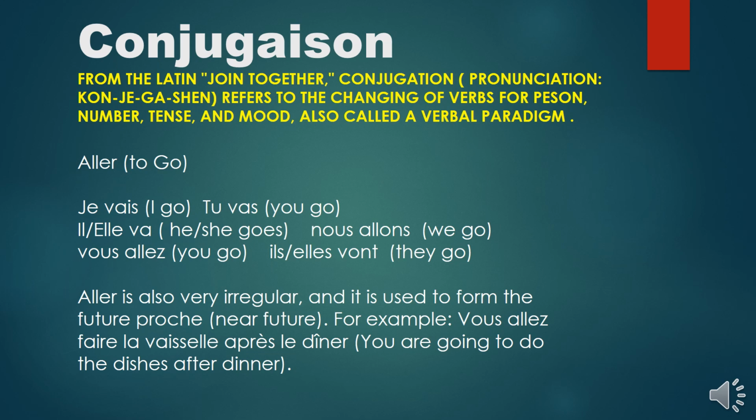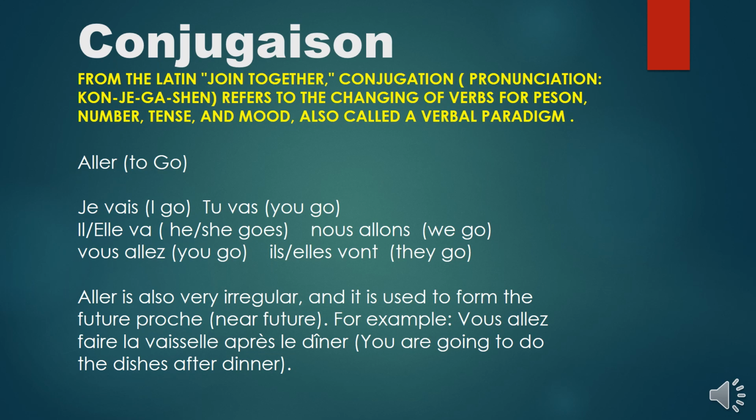Now, like I said, this verb, aller, is a very irregular verb. It is the only irregular verb that ends with er in French. Put that in your head. The verb to go, aller, is very irregular. All the other verbs in French that end with er are regular verbs, and you'll find out what we mean by regular verbs and irregular verbs.